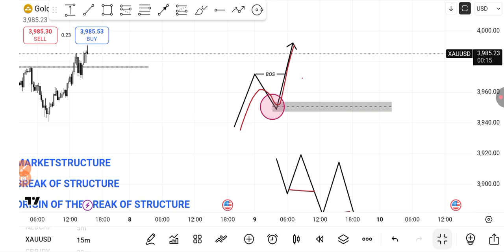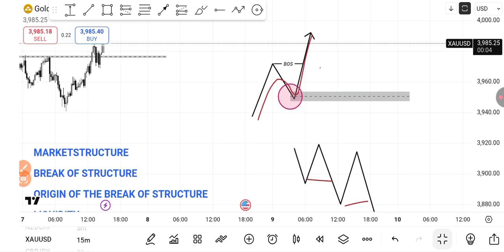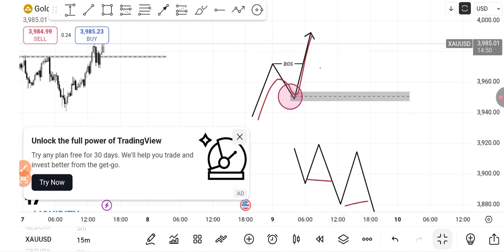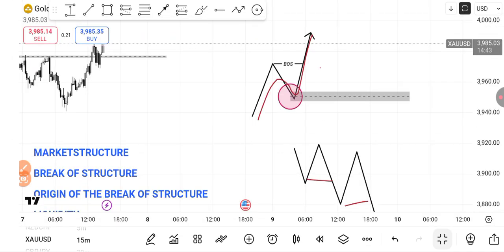The origin of the break of structure. As you can see, before the market breaks structure, it first pulls back to some point before breaking another structure. So here is an example of an origin. An origin can be called an order block, or a demand zone, or a supply zone, depending on where it is. For example, here, this is an order block where I had to wait for the market and place my order here.